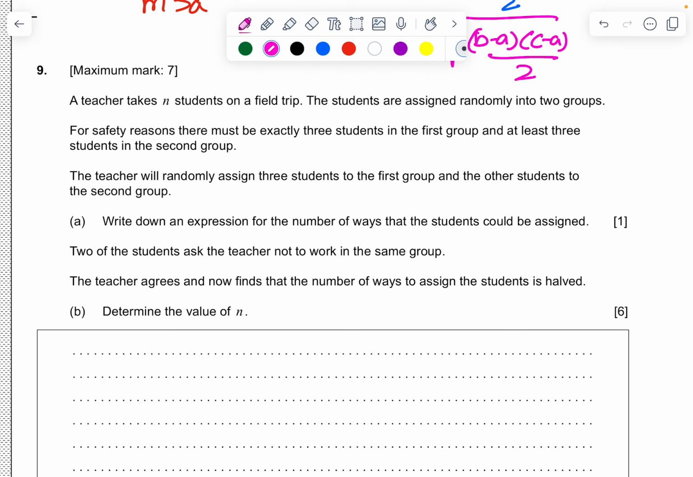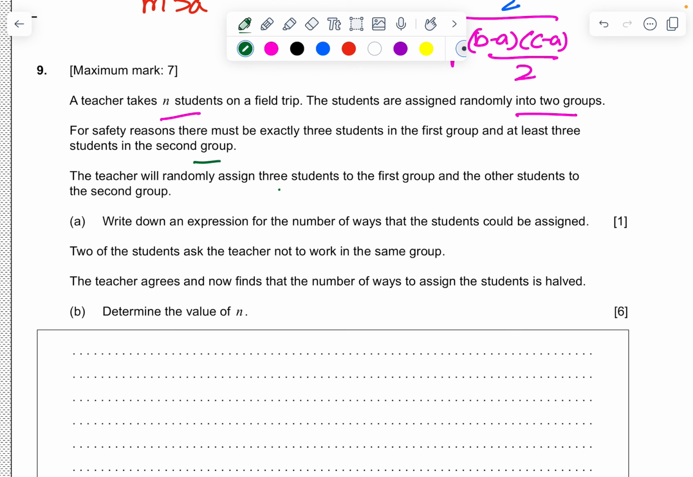For safety reasons, there must be exactly 3 students in the first group and at least 3 students in the second group. The teacher will randomly assign these 3 students to the first group and the others to the second group. Find the expression for the number of ways a student can be assigned. So it is just NC3, randomly 3 students. The remaining will go to the second group.